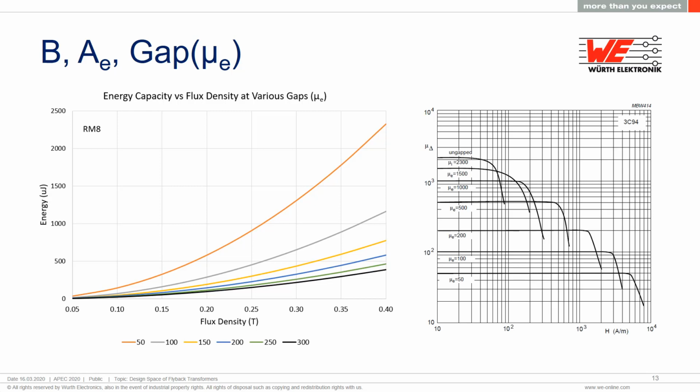This chart is often found in data books, and it's showing you the same thing. Each of these lines represents an AL value, or in this case it's labeled effective permeability, which is a proxy for AL value. A larger gap results in a smaller effective permeability, and it handles more magnetizing force before it falls off and saturates. The drop-off in the curve represents saturation, where the inductance would drop off. You can think of these as BH curves on their side.